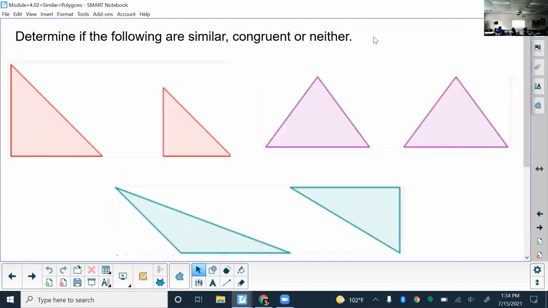So first, let's start by classifying these examples as either similar, congruent, or neither. All right, so let's start with the red ones. Which description best matches the red ones? All right, those are definitely similar. Good indications, they're obviously not exactly the same, but it looks like their angle measures are the same. The side lengths are different in similar figures, which we just learned. So these ones are similar.